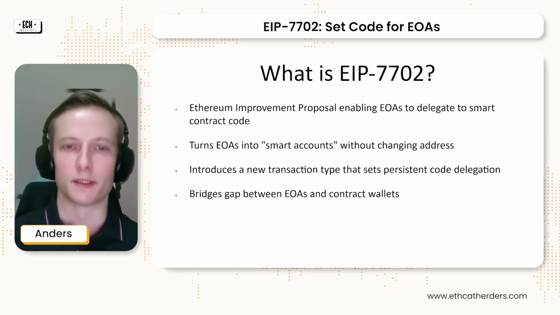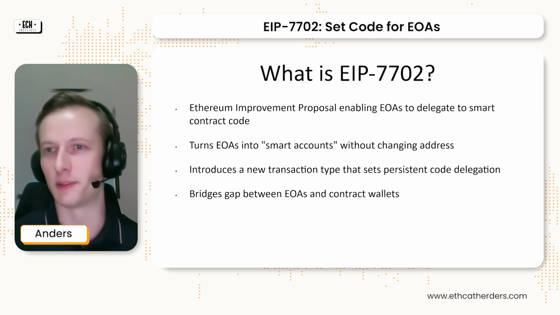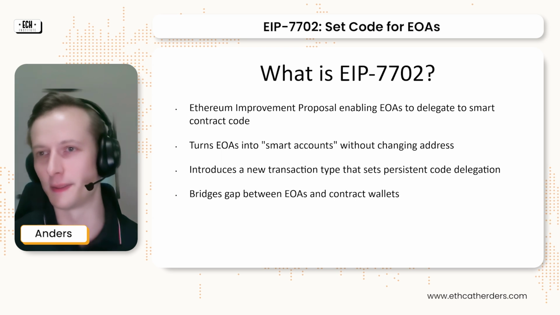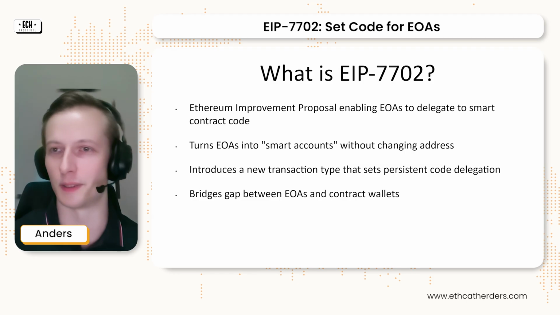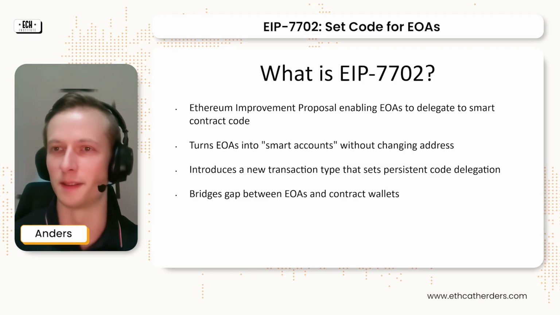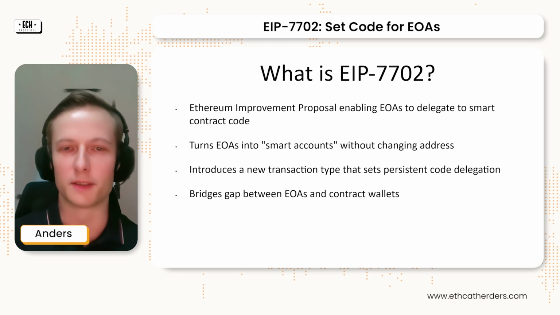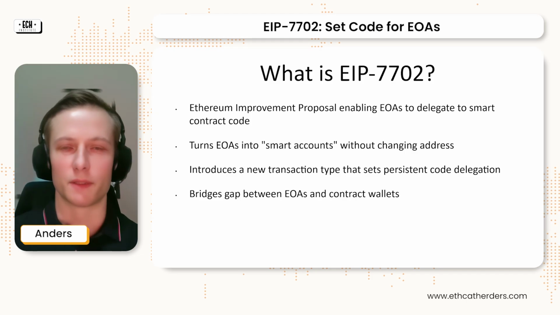So in a way, this is bridging the gap between what we have today, which is this dumb version of a wallet, which doesn't do anything but just sign transactions basically. That's all it can do, to being able to have all the features and benefits of a smart contract wallet. So what did we do with it?